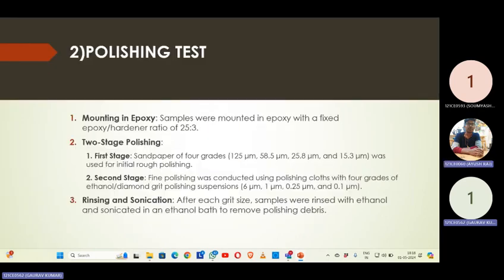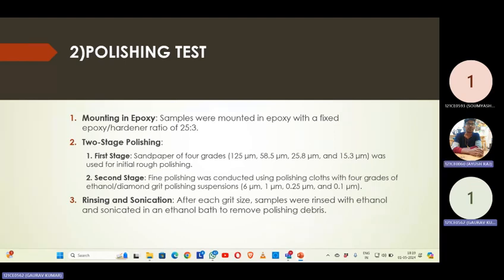Polishing test. The first point is mounting in epoxy. Samples were mounted in epoxy with a fixed epoxy to hardener ratio of 25:3. Second point is two-stage polishing. The first stage is sandpaper of 4 grades, 125 micrometer, 58.5 micrometer, 25.8 micrometer, and 15.3 micrometer, used for initial rough polishing. The second stage is fine polishing, conducted using polishing cloths with 4 grades of ethanol-based diamond grit polishing suspension: 6 micrometer, 1 micrometer, 0.25 micrometer, and 0.1 micrometer.